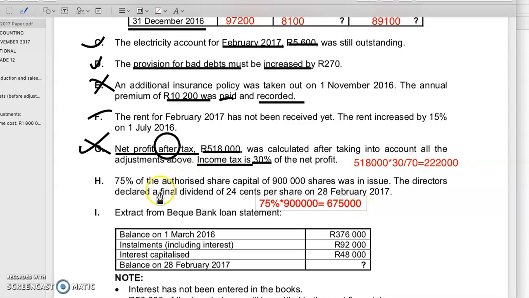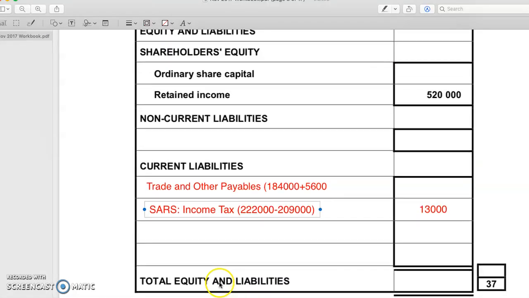And we know that there's a final dividend of 24 cents per share on the 28th of February 2017. So that was meant to be a circle, but I see it's a triangle. But okay, so at the year end, this means we owe our shareholders money, okay? And how much do we owe them? 24 cents per share. We've calculated how many shares are in issue.